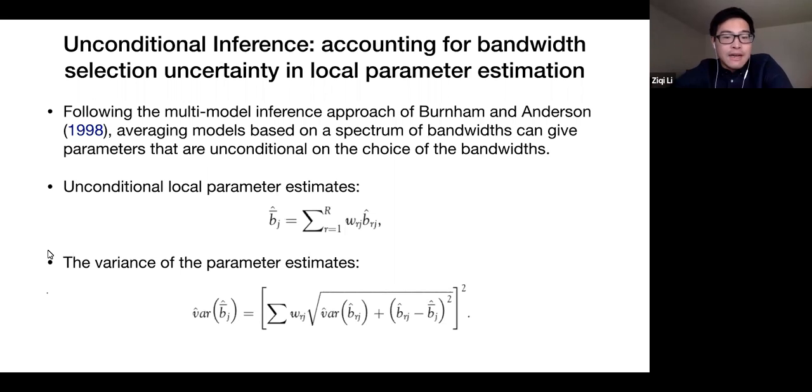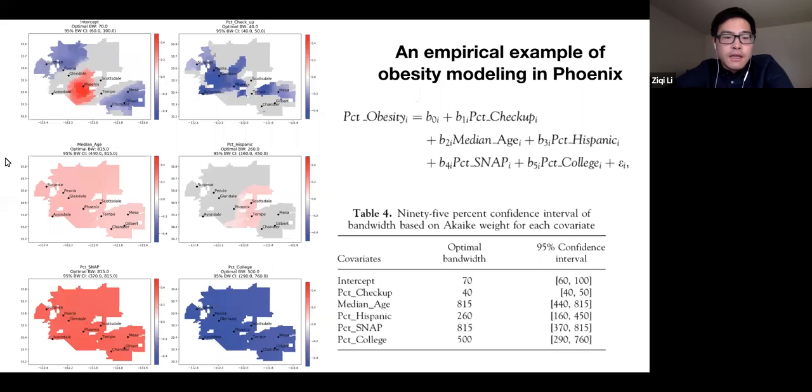It's kind of like a semi-Bayesian way of deriving the inference and also the parameter estimates for the MGWR. We also do this for an empirical study, just to illustrate how we can use the AIC-weighted parameter estimates as well as the AIC-weight derived confidence interval in a real case. Here we have obesity modeling in Phoenix using some demographic covariates. Here are the optimal bandwidths that we get from MGWR, and we also report the 95% confidence interval based on AIC weights.